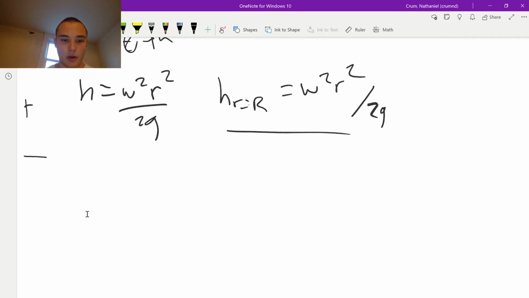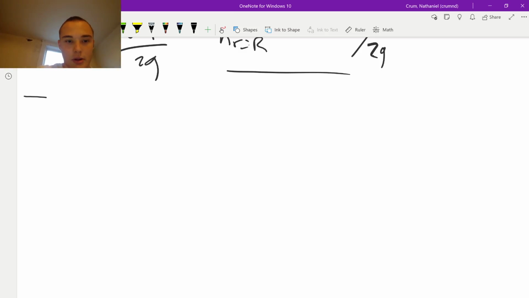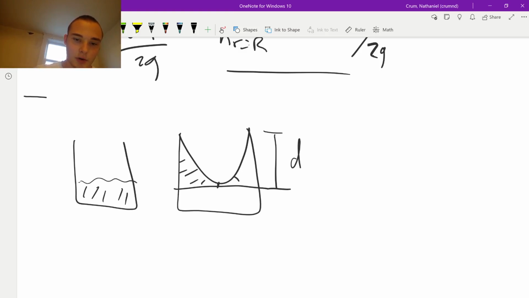But basically what we need to figure out now is, we have our container right here and some initial liquid right here, and then when we start rotating it, it goes to this. Basically we need to figure out the distance from the bottom of the dip to the top of the container. So we're going to define that as d, and that d is at some volume right here. So basically we need to figure out what our volume is.